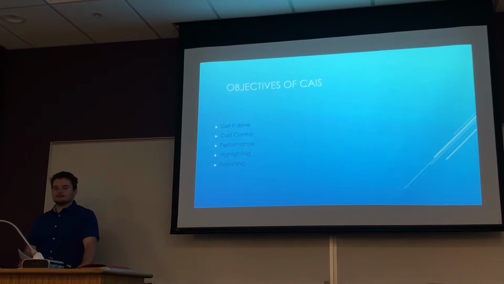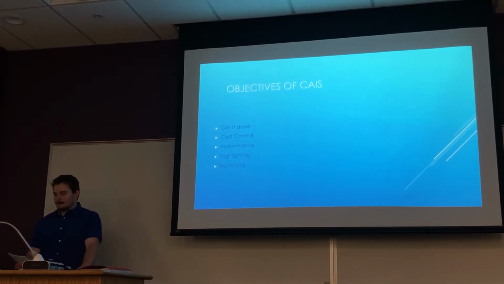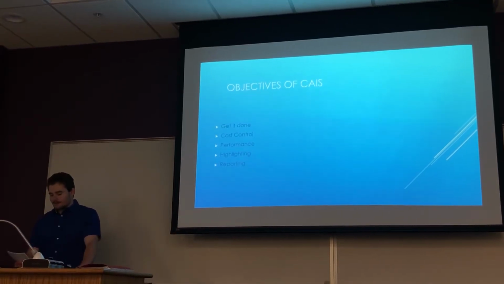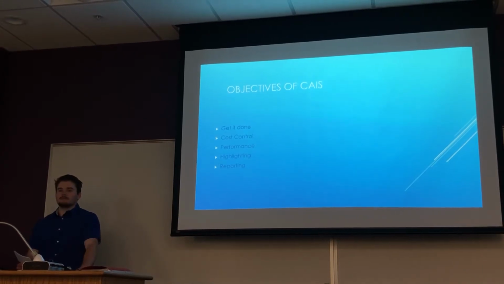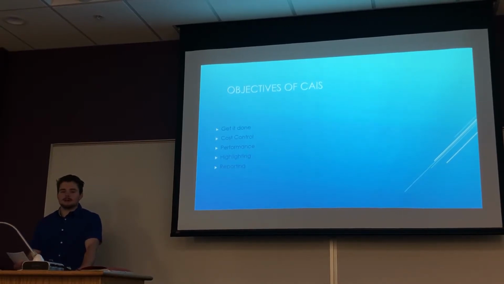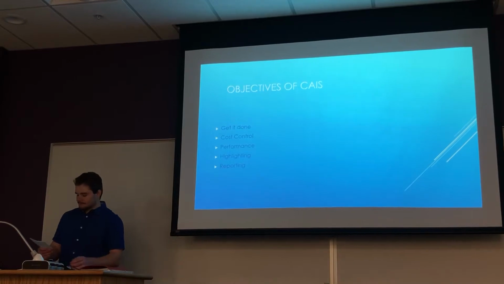The third objective, performance. Improving performance in a manufacturing environment revolves around becoming more efficient. Cost accounting information system allows the company and organization to be more efficient and allows managers to understand where they need to spend more time restructuring and what they don't need to spend their time doing.